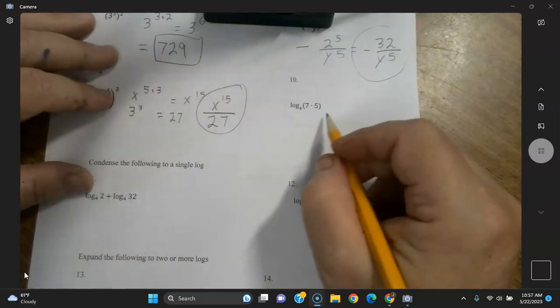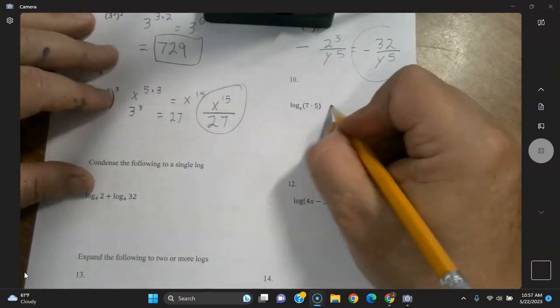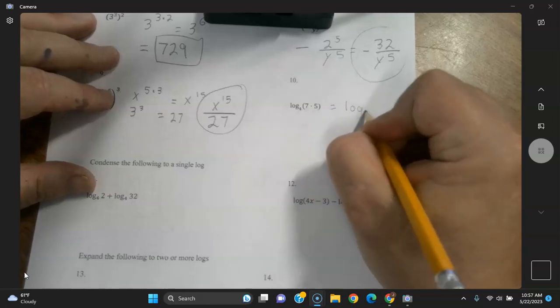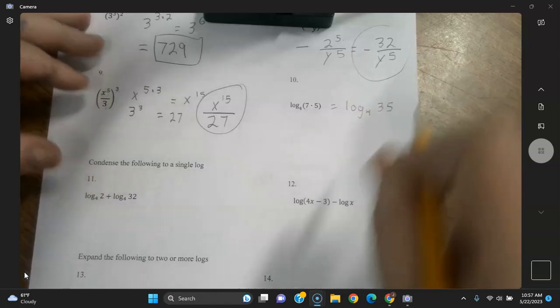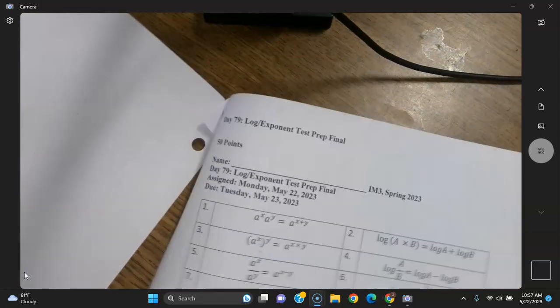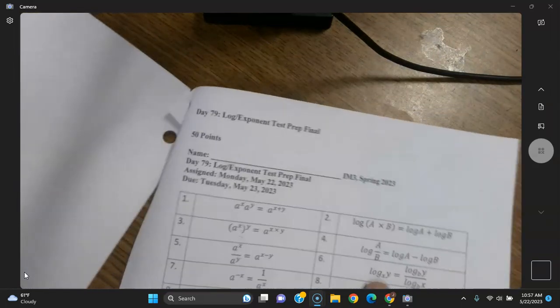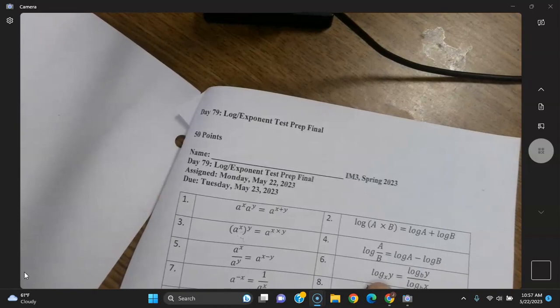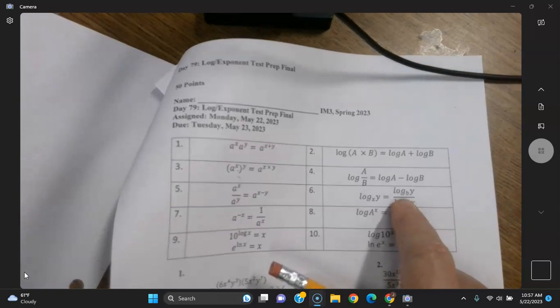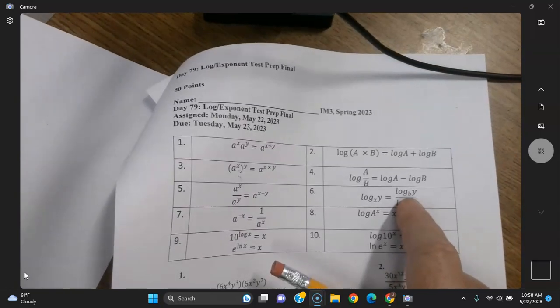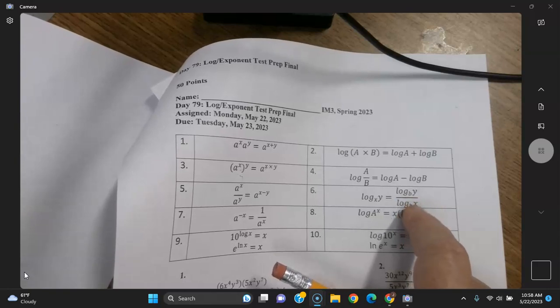All right, log base 4 of 35, or 7 times 5, that equals log base 4 of 35. Okay, and for this one, you use the change of base. Whenever you have some oddball base, like base 4, you can change it to any base you want. We're always going to choose base 10, which is what your calculator does. So it's log base 10 of 35 over log base 10 of 4. So we're going to go ahead and do that.